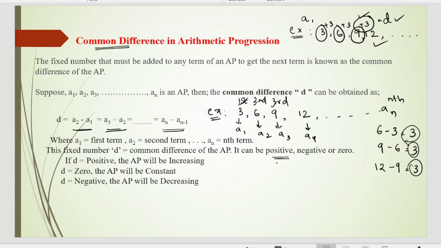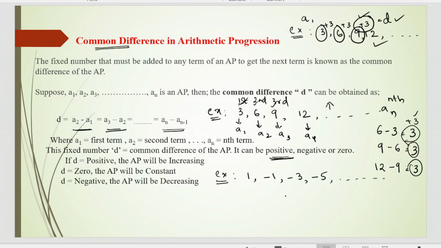Now see here, if the common difference is positive, which is plus 3, how is the AP? It is increasing: 3, 6, 9, 12 and so on. The AP is increasing. If you take one more example, 1, -1, -3, -5 and so on, is this an AP? How can you say this list of numbers is an AP? If the common difference is constant, we can say it is an AP.